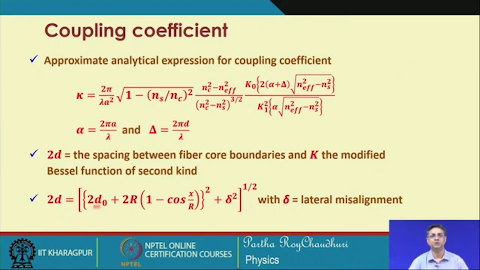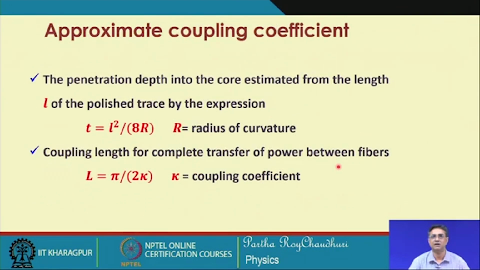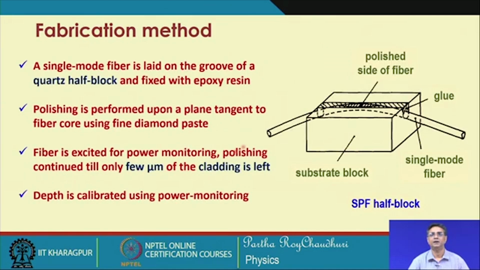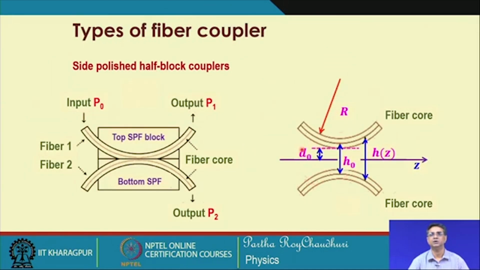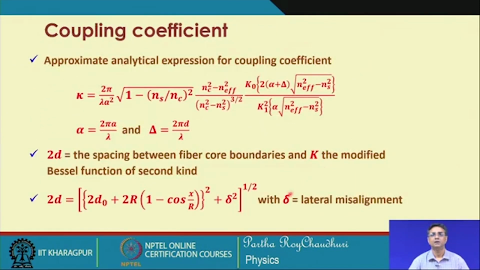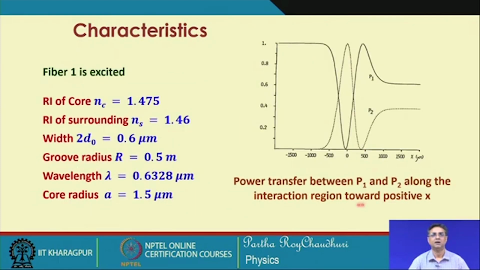This delta 2d is the analytical expression we can get with a little bit of geometry, and can be expressed as 2d_0 plus 2r into 1 minus cos of (x by r) whole square. And delta is the lateral misalignment. You have to look at this. If they are misaligned laterally by an amount delta, and this is the structure d_0, at any finite distance from the center of the two fibers. So, delta is the lateral misalignment.